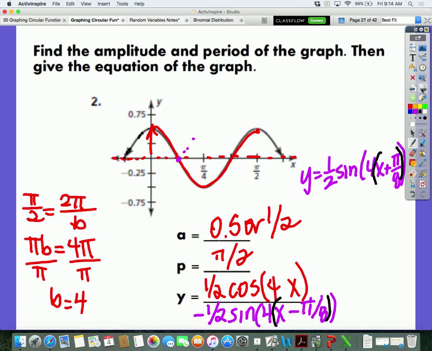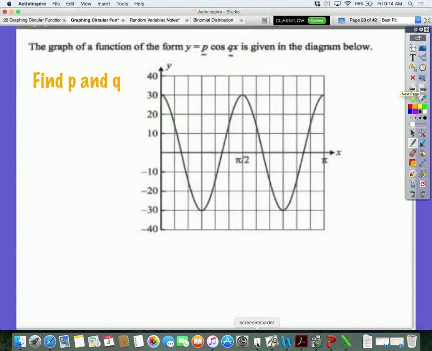One more. On your boards, it's just you. Read the question first, and then find P and Q. So yes, this is written out, not like how we did the other ones. P represents what? The A, the amplitude, and Q represents the B, that affects your period. So the amplitude, where's my midline? It didn't ask, but where's my midline? It's 0. So then the distance from that midline to my max is 30. So P equals 30. And then Q relates to my B.